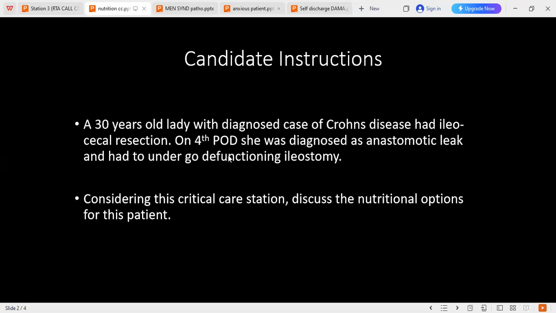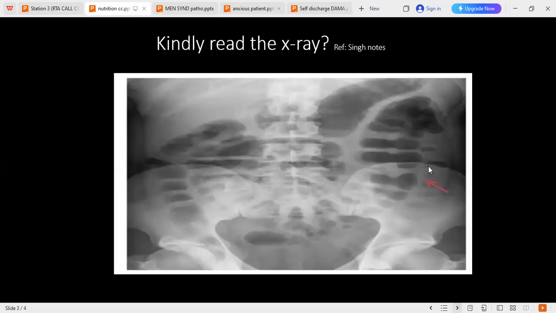Okay, good. Thank you. And this is the X-ray of the patient. What is this red arrow pointing at, ma'am? This is dilatation of the small bowel loop, and along with that there is a thickening of the fold, which may be the thumbprinting sign. Yes, thumbprinting sign. And what does it signify?